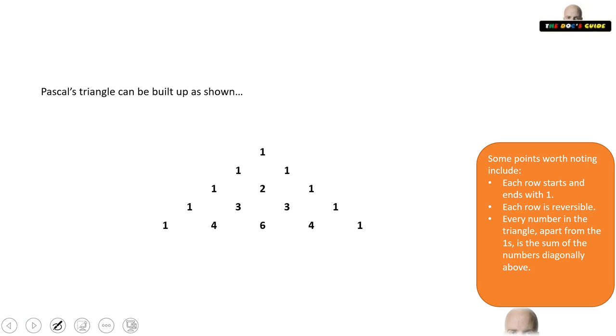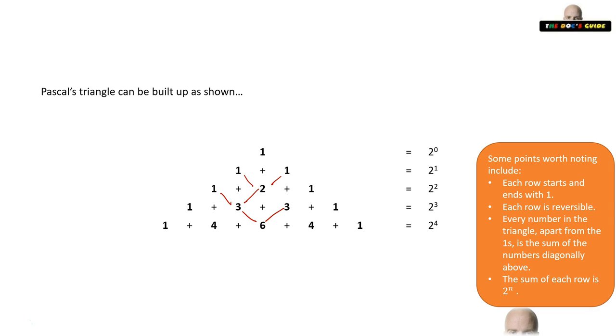Every number in the triangle, apart from the ones, is the sum of the numbers diagonally above. So as I'm sure you've seen before, if we take 1 plus 1, that gives us 2. And this 1 plus that 2 gives us 3. This 3 plus that 3 gives us 6, and so on. So this triangular pattern, where every number in the subsequent row is the sum of the two numbers diagonally above, is a fundamental of Pascal's triangle.